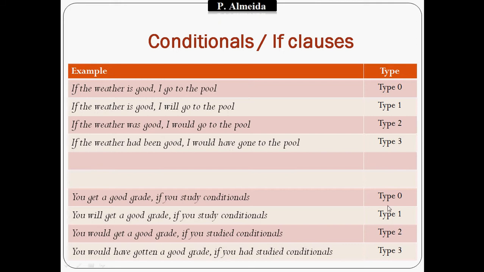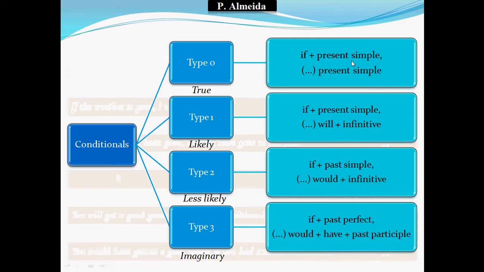So let's see if it makes sense. I'm going to give you again the 4 types of conditionals, starting with 0, then 1, then 2, then 3, and then I'm going to give you again the same type of sentence in different conditionals so you can see the difference, okay? So again, just so you remember, present simple, type 0. Present simple, will and infinitive, type 1. Past simple, would and infinitive, type 2, and past perfect, would have, past participle, type 3.